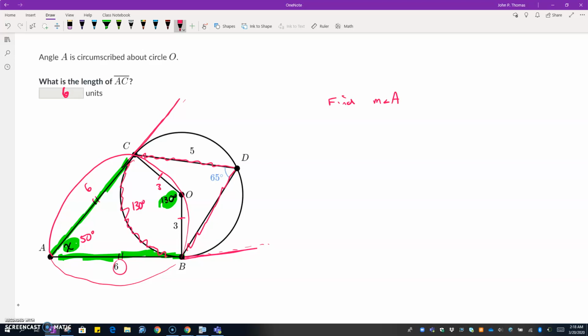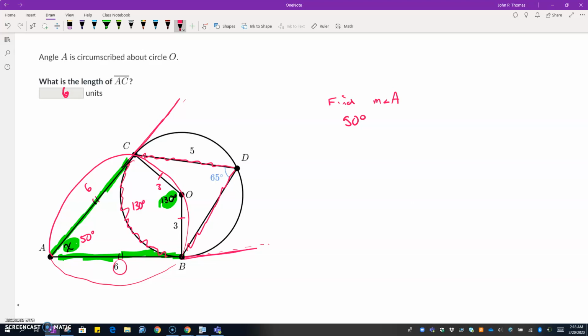Now, that would be a richer question in my opinion. But again, this one just asks us for the length of AC, so the correct answer for the original problem is 6. However, if they wanted you to find the measure of angle A, that's definitely something we could do, and it would be 50 degrees.